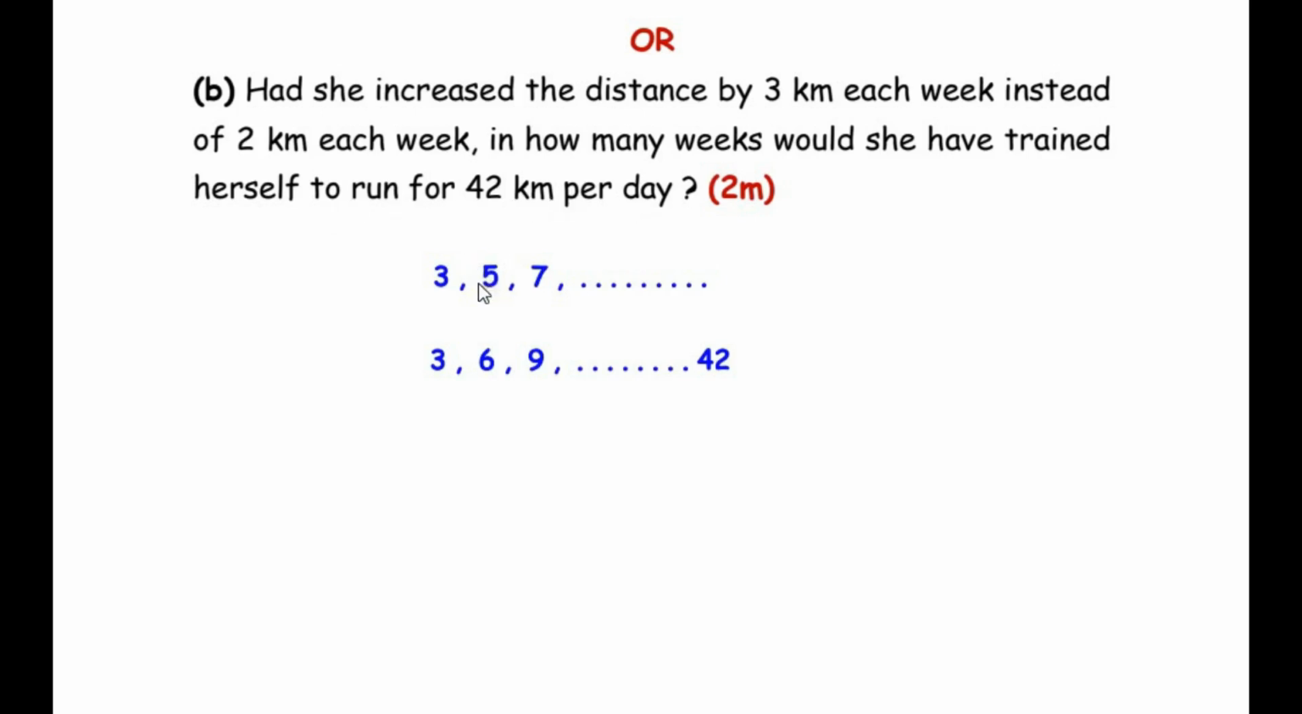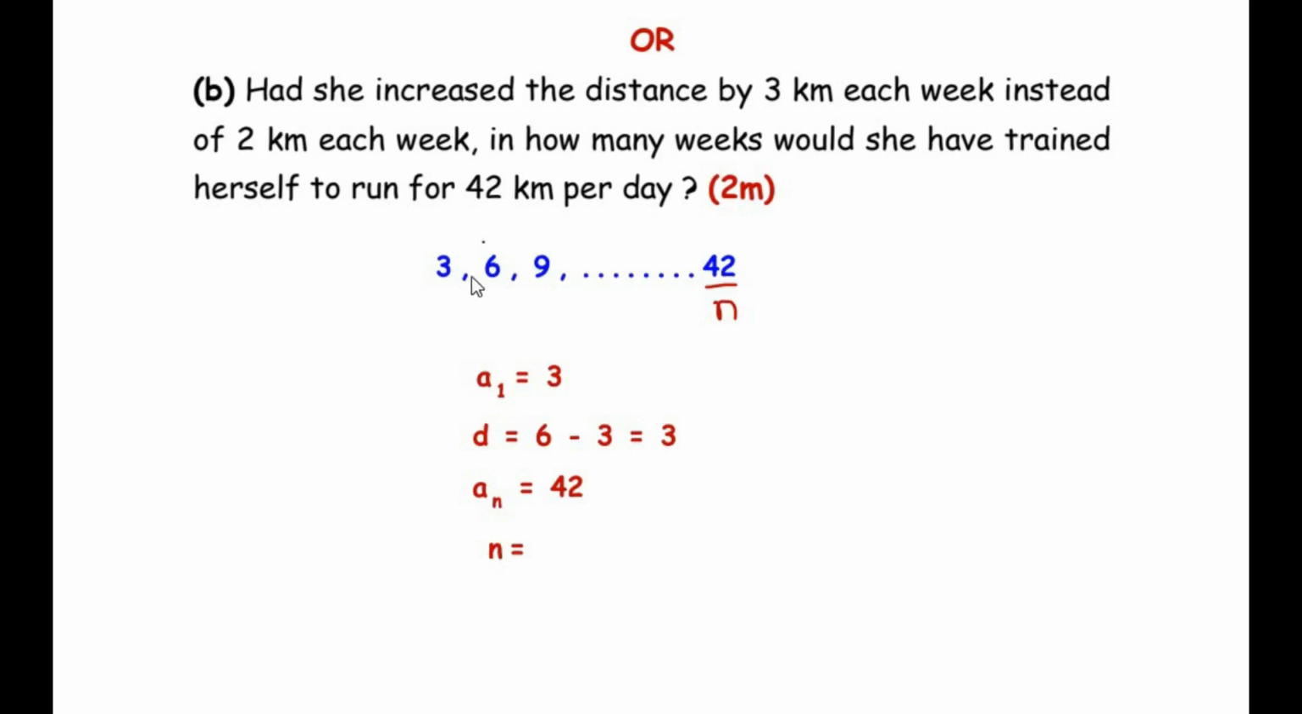So the sequence will change as the first week she is going to run 3 kilometers per day. For the second week she is going to increase by 3 kilometers, so it becomes 3 plus 3, that is 6. Now for the third week again she is going to increase by 3 kilometers, that is 6 plus 3 will be 9, and so on. And we need to find out when will she be practicing 42 kilometers per day, that is in which week. So we need to find out n. We have been given an. So let us write down the data over here.